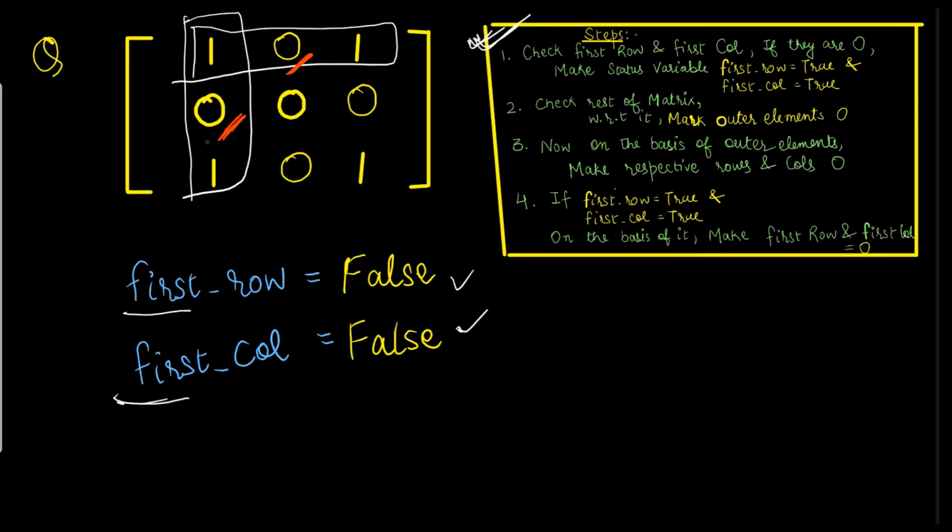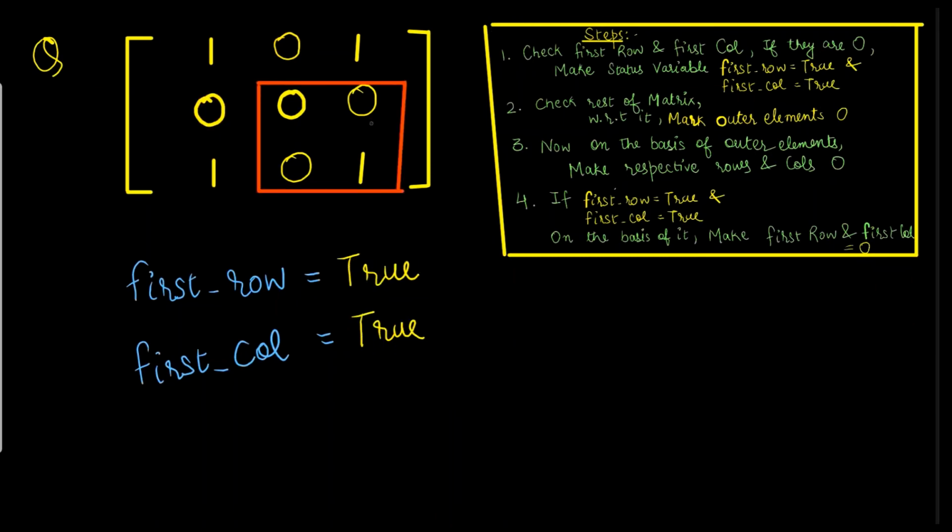So what I need to do, I need to update this false to true, as I have a 0 over here, and when I checked the first column I found a 0 over here, so I will update it as true, right? Then I need to check the inner elements, the zeros in the inner elements. Here I can see so many zeros. Let's check it one by one.